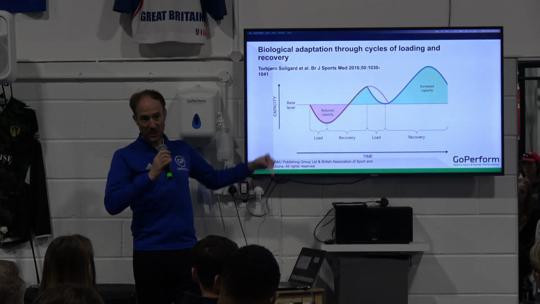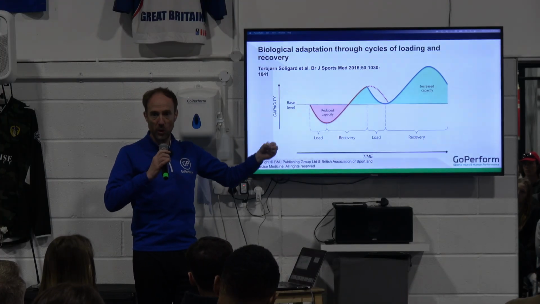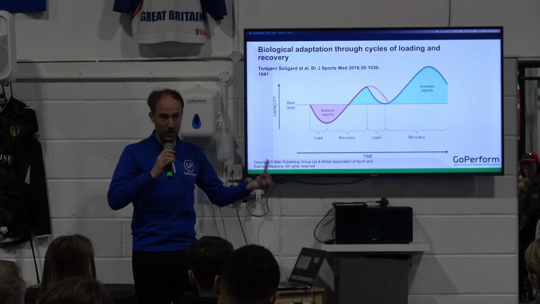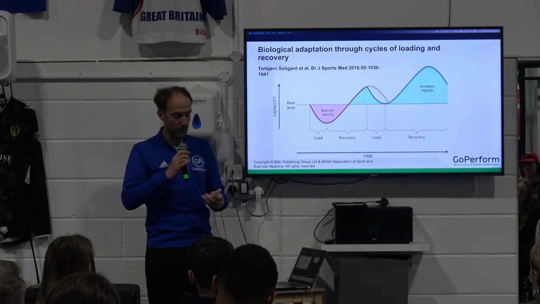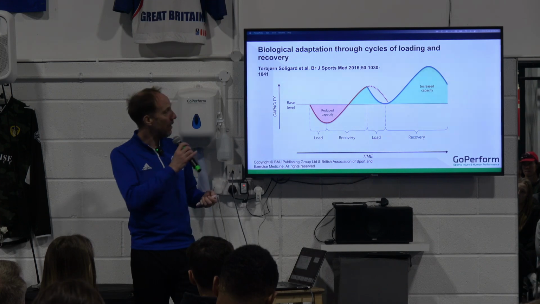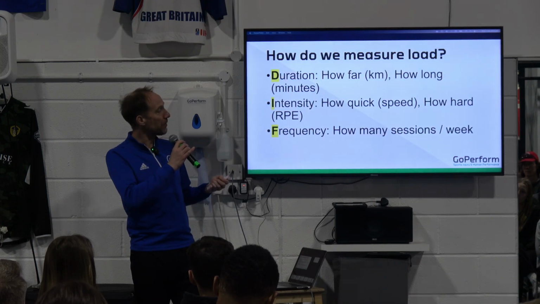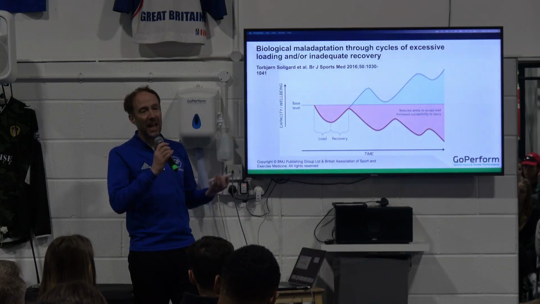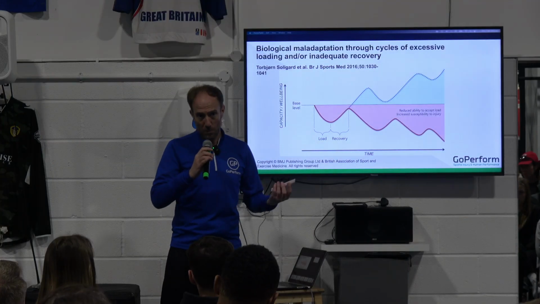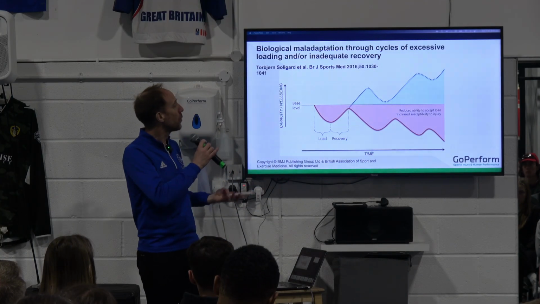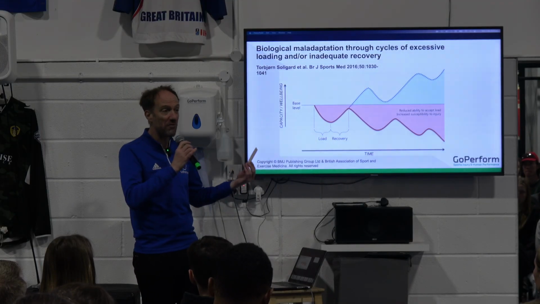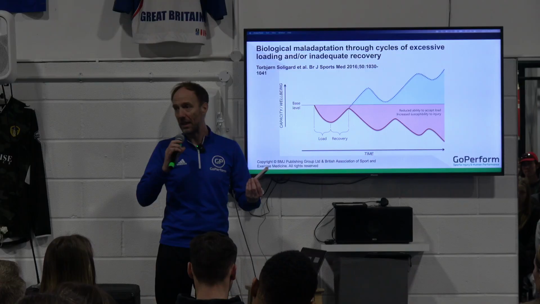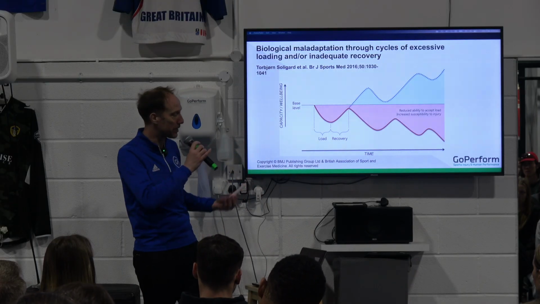By going through this cycle of train, recover, we get fitter, we get stronger, and our tissue becomes stronger as a result of that. Now, unfortunately, the opposite can also happen. If we get that cycle wrong, too much, too soon, we can then start to have the opposite effect on tissue. So not only is the training not effective, it can actually weaken our tissue and affect our response.